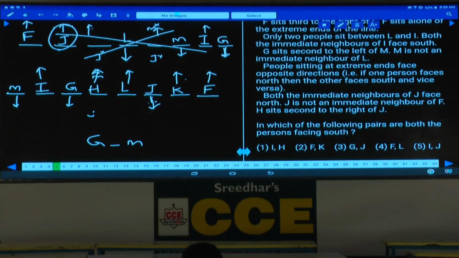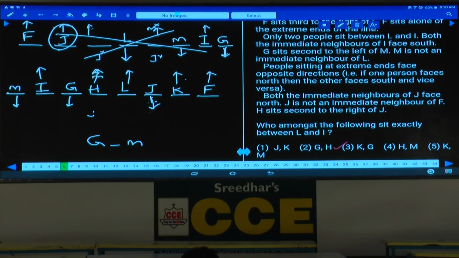Then coming to question number 5, in which of the following pairs are both the persons facing south? Yes, tell me who are the persons facing south? M and G. And next one, G and J. G and J is the information given. Hence, it is given in choice 3. Then question number 6 is also based on this one. Who among the following sit exactly between L and I? Yes, who are the persons between L and I? G and H are the persons, that is given in choice 2.